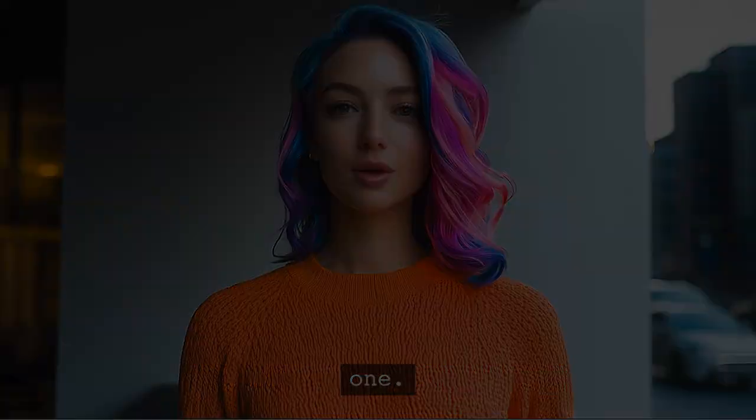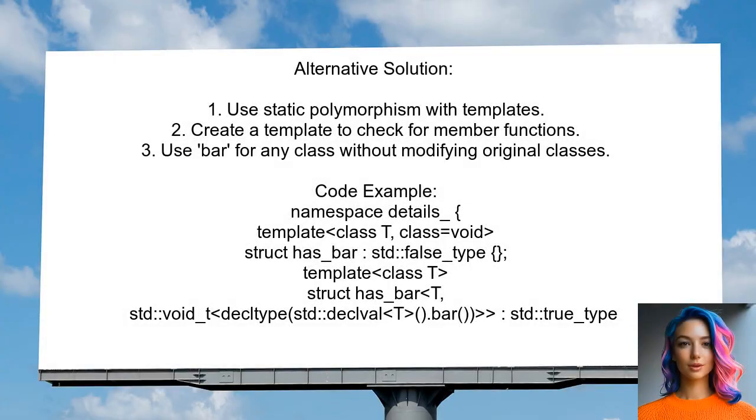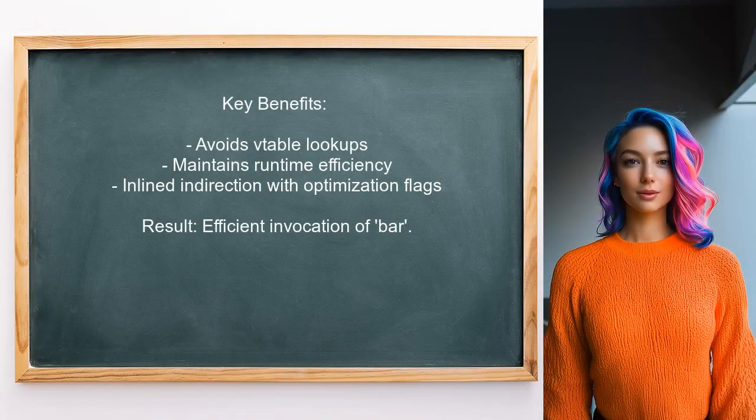Let's explore another one. This user suggests using static polymorphism through templates to achieve the desired functionality. They propose creating a template structure to check if a class has a specific member function, like bar. This allows you to use bar for any class without modifying the original classes. The user explains that this approach avoids vtable lookups, maintaining runtime efficiency. By using proper optimization flags, the indirection can be inlined, ensuring that invoking bar remains efficient.